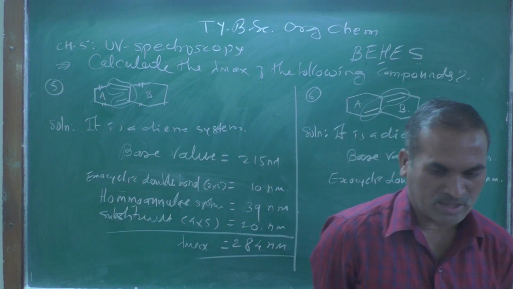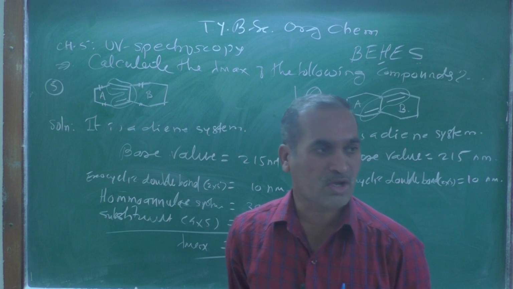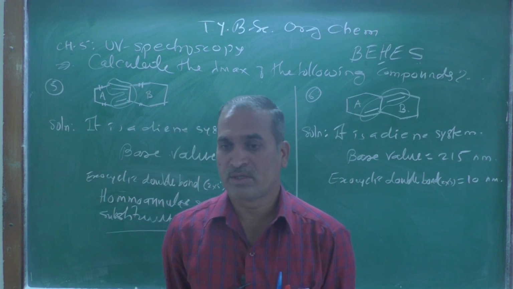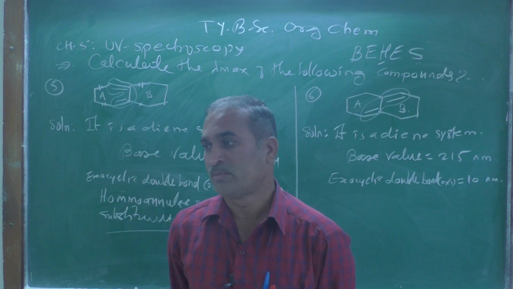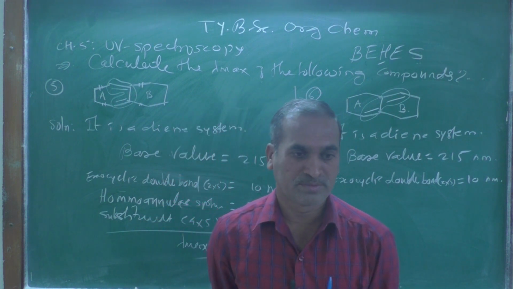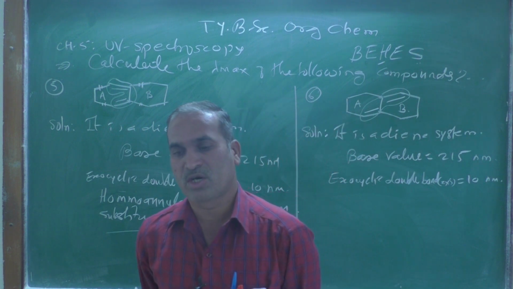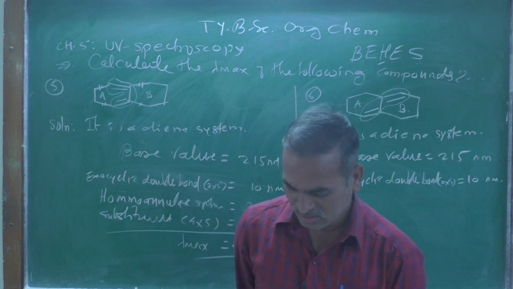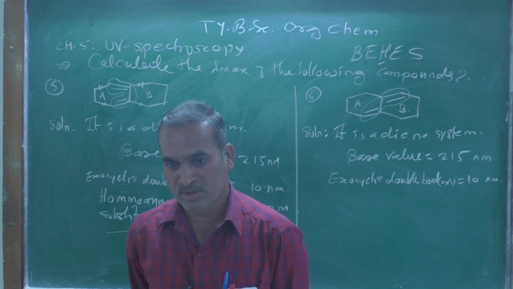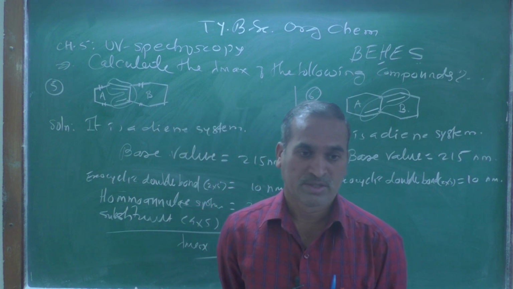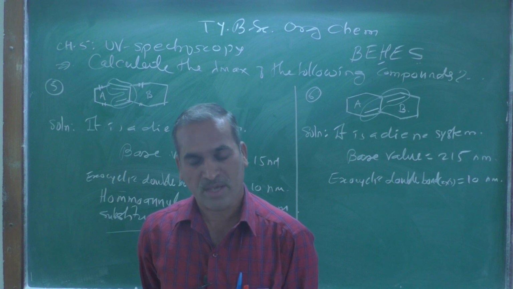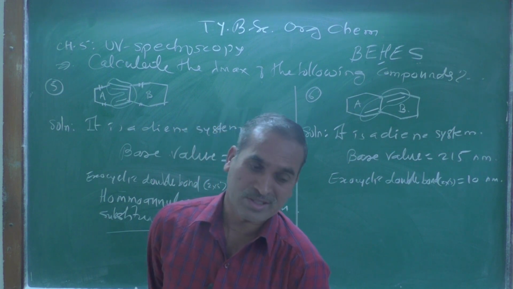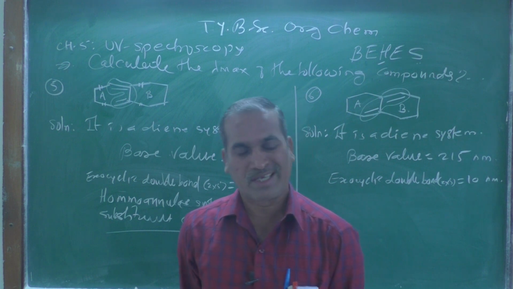Now what is the next thing? Homoannular system. As we know, if both the carbon-carbon double bonds are conjugated, meaning they are separated by a single bond, that type of system is termed a diene system. But the homoannular system means both the double bonds, which are in conjugation, are present in the same ring. That type of system is known as a homoannular system, which we have just now seen in example number 5 here.